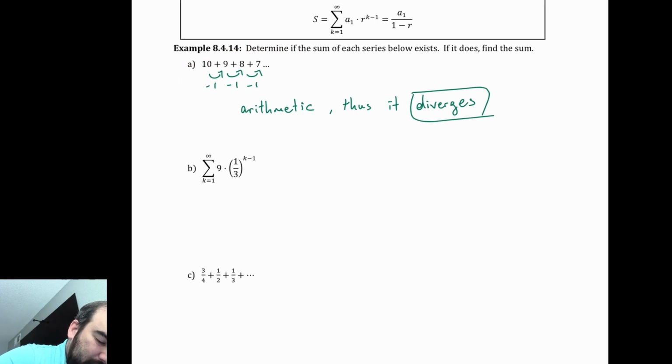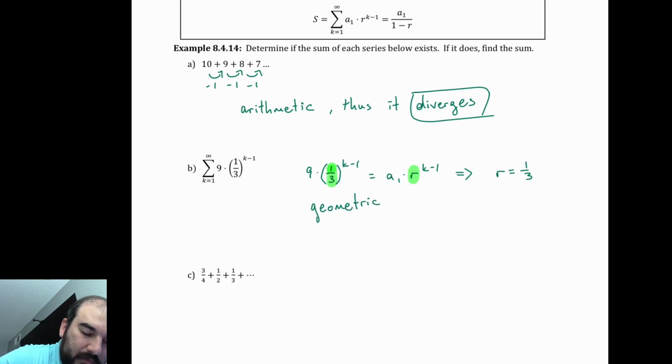Second example, this formula, 9 times 1/3 to the k minus 1, looks like the formula a1 times r to the k minus 1. Therefore, the r in this geometric series is 1/3. R equals 1/3. This is geometric. And the absolute value of r is definitely less than 1. So we can confidently say that this one converges.